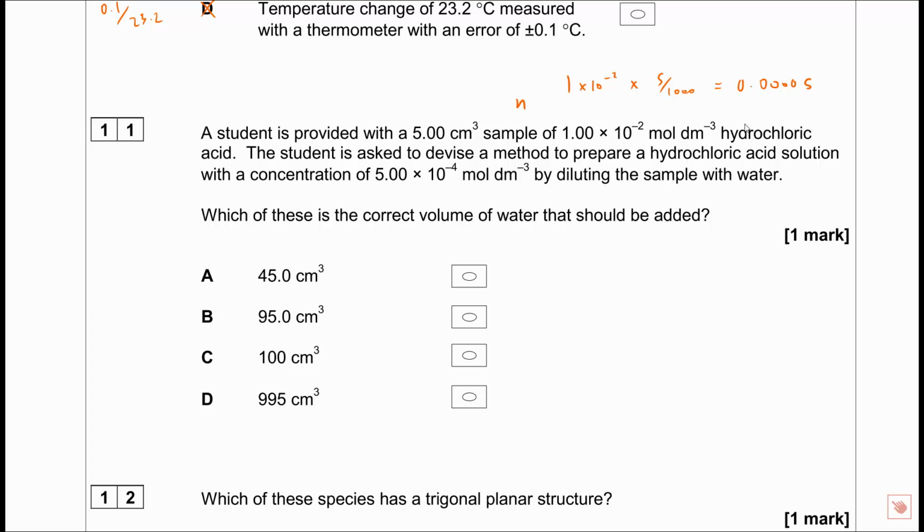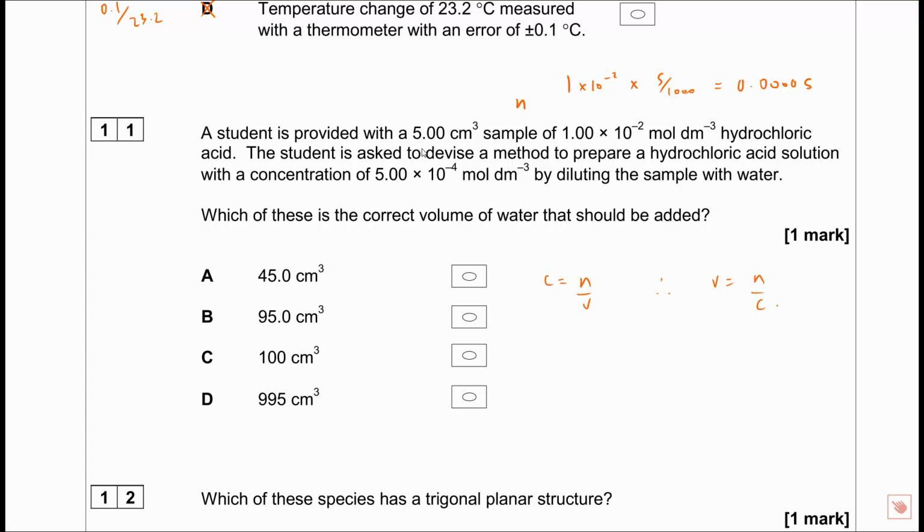The reason I've done that is because that is the number of moles that are being added. And basically what we want to do is turn that into this concentration here. So if I know the number of moles that's going to be in the overall sample ultimately, I can work this through and say, if concentration is moles over volume, therefore volume is moles over concentration.